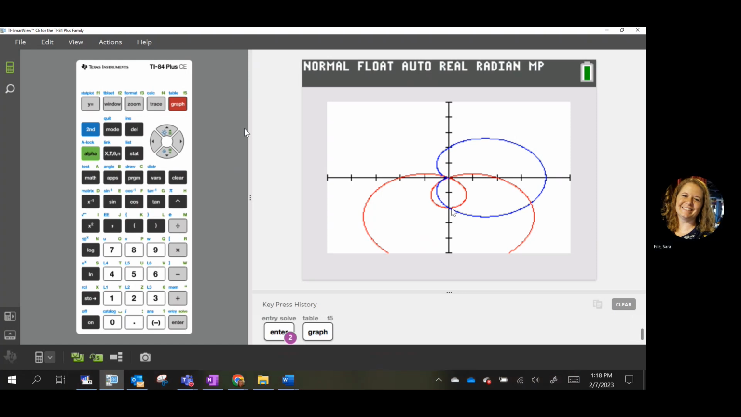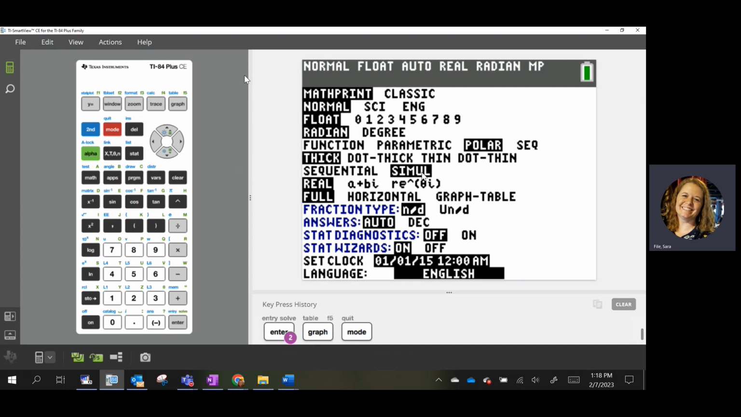Did you, on your mode, go back to mode, does yours have the simultaneous selected here instead of the sequential? If it's sequential, it's going to graph one and then the other. It has to be in the simultaneous mode to graph both at the same time. Mine took kind of a long time.